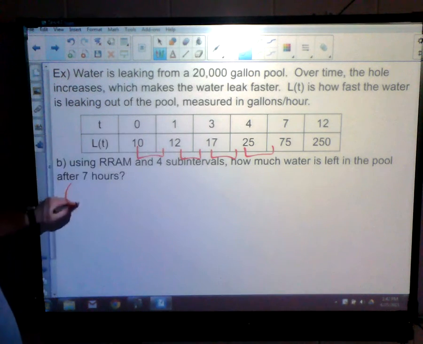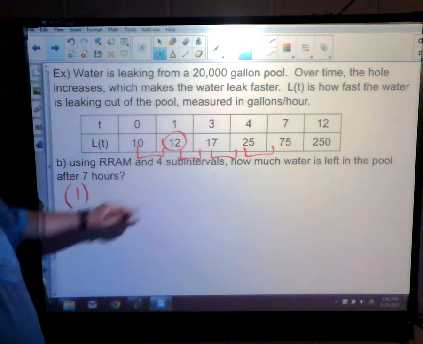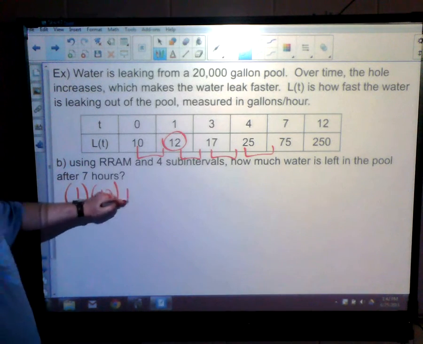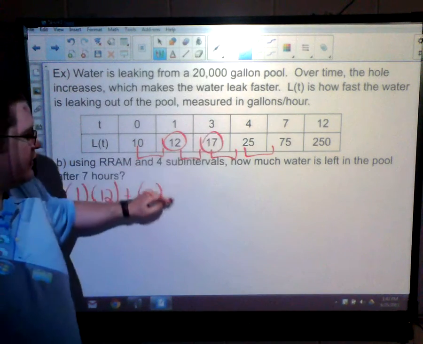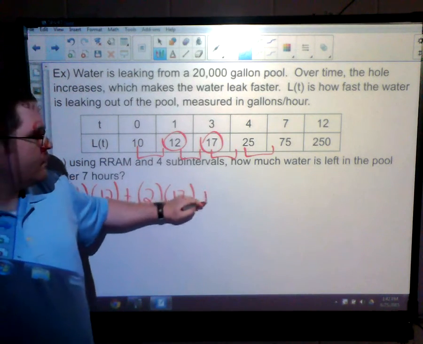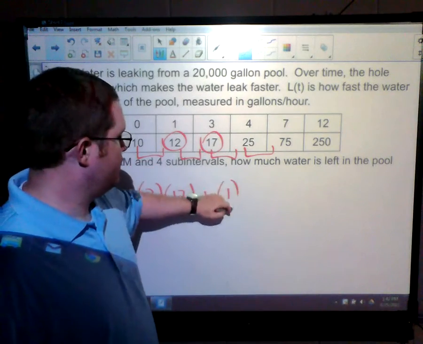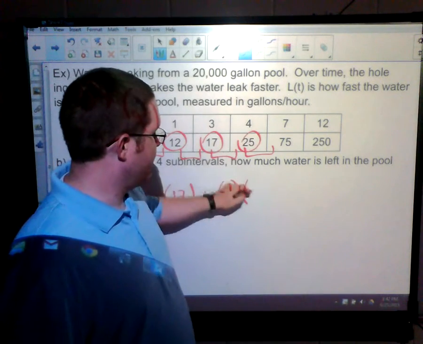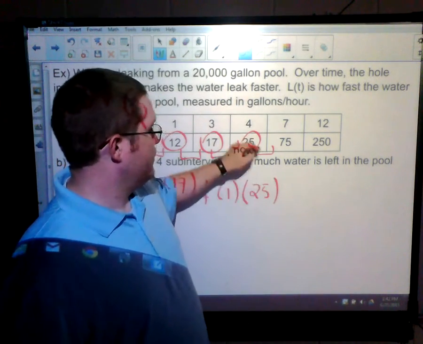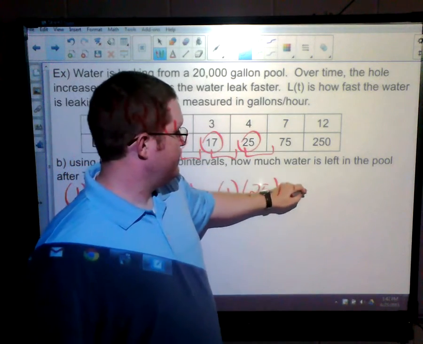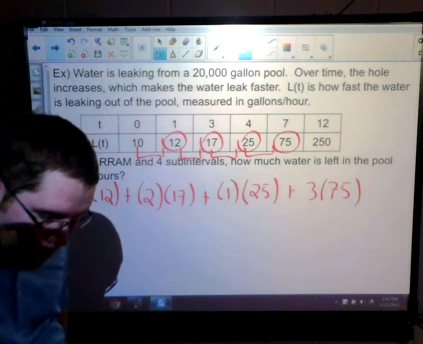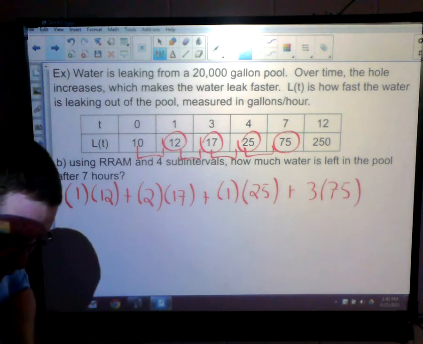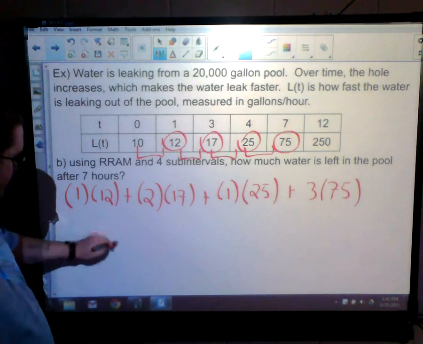The base here is 1. The right side is 12. The base here is 2. The right side is 17. The base here is 1. The right side is 25. The base here is 3. And the right side is 75. If you add all of those up, you're going to get 296 gallons.